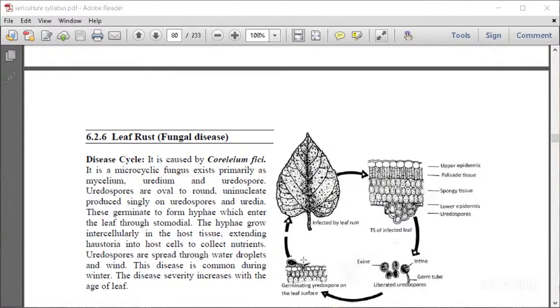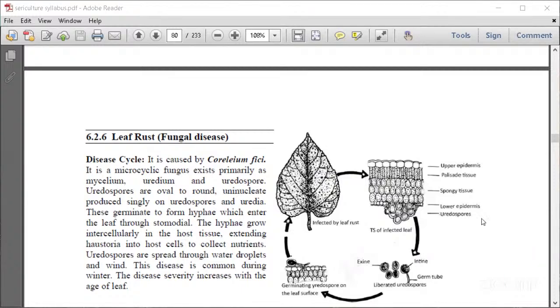Iridospores are spread through water droplets and wind. The spreading of this disease is through the water droplets and wind. This disease commonly occurs during the winter season. The disease severity mostly increases with the age of the leaf.